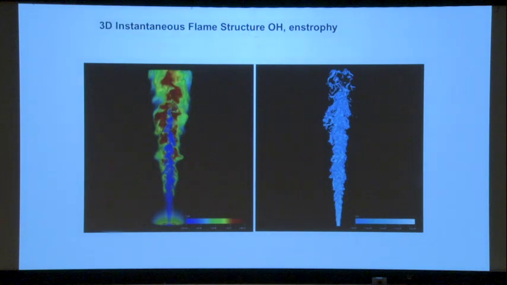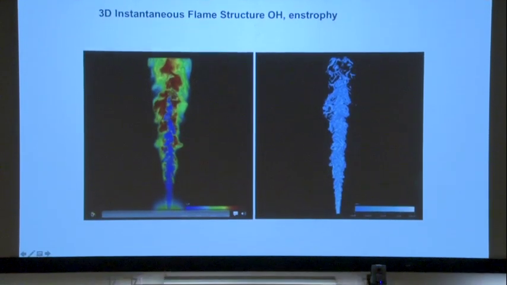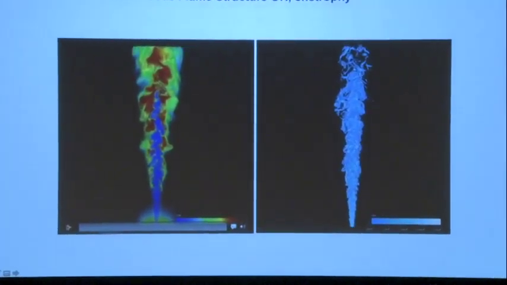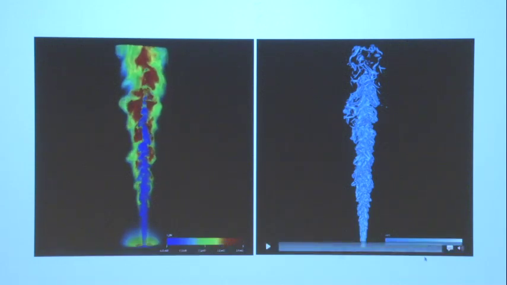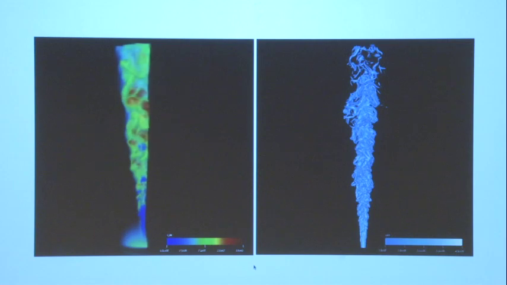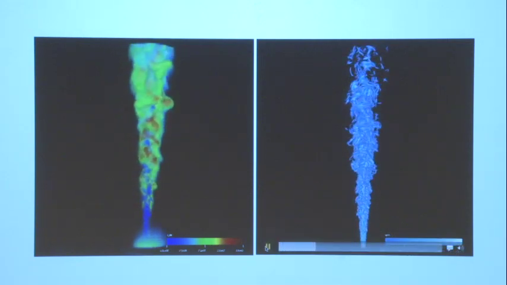So let me play a movie again to show you the development of this turbulent premixed flame. Stationary flame with OH on the left, and then the entropy, representing the turbulence, on the right. What we've done in this visualization is to take a cutting plane right through the center of the jet, so you can see what the structure looks like. And I'll rotate this. So that's OH. And this is entropy.